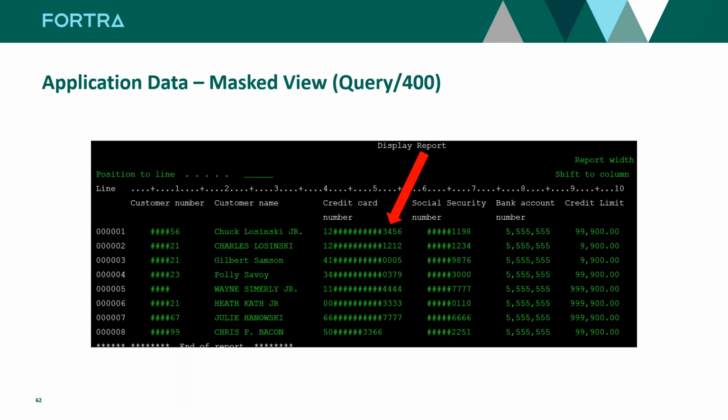I mentioned that it's regardless of how you access the data, so it's application agnostic. If you're looking at that same application data through Query/400, or you're doing a display physical file member or DFU, it doesn't matter. Regardless of how you look at that data, if you're authorized for that masked view, that's all you're going to see. So it ensures that the data is protected and that there are no backdoors to work around the protections in place.